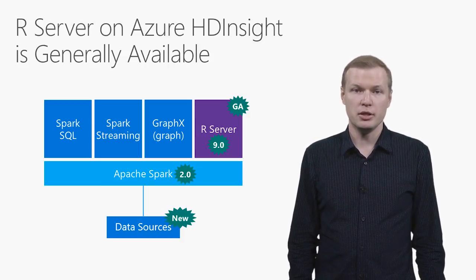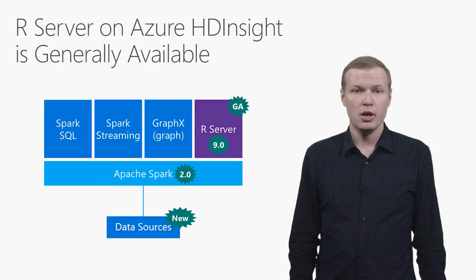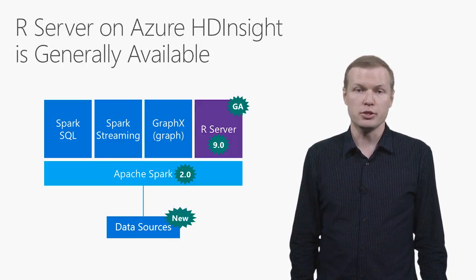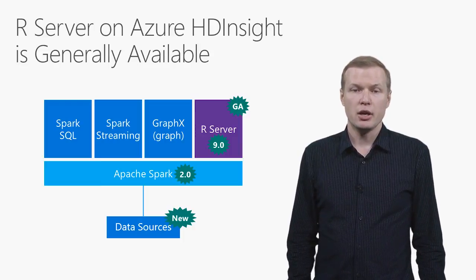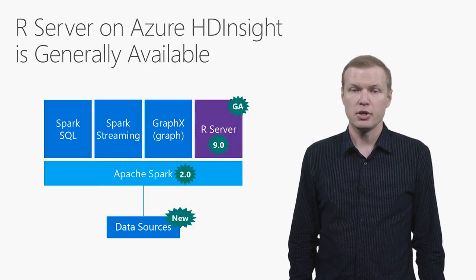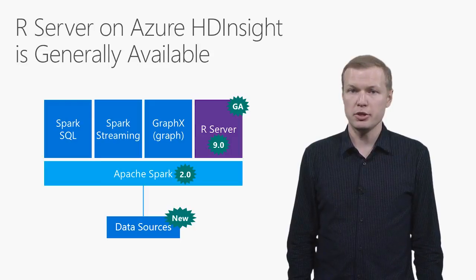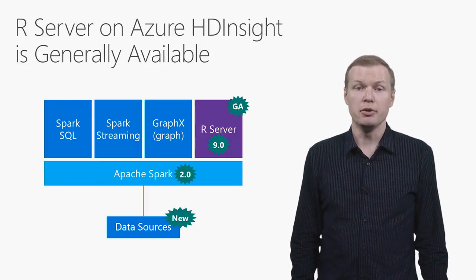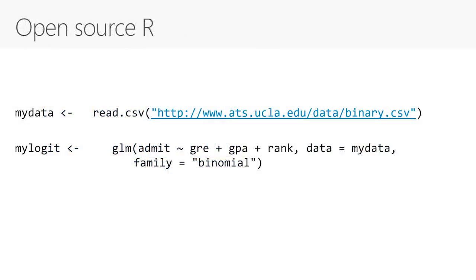Now we can run R analytics directly over data in Parquet or RC format, or even data in external Spark data sources such as Cassandra, HBase, Kafka, or Solr. There are in total more than 40 Spark data sources on the Spark packages repository that are now available for you in the R language. Let's take a closer look at the new features.